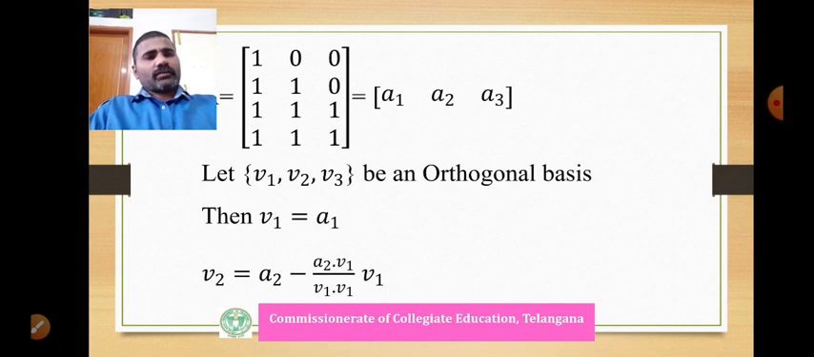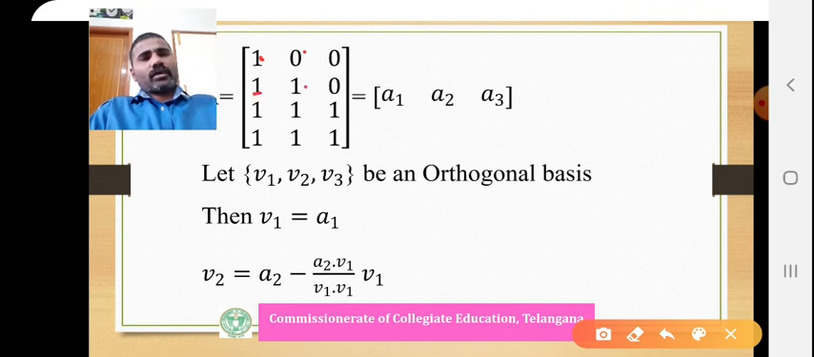What is A2 dot V1? A2 is 0 1 1 1, dot V1, and V1 is nothing but A1. It becomes 3. And V1 dot V1 is 1 plus 1 plus 1 plus 1, which is 4. So V2 is A2 minus 3 by 4 into V1.